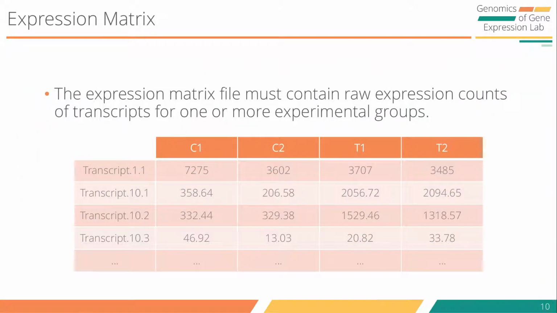The next file is the expression matrix that must contain raw expression counts for transcript-level expression and for 1 or more experimental groups. An advantage is that you can load an expression matrix with all the groups, but in the design file just select one of them, to run a single time course series, for example.